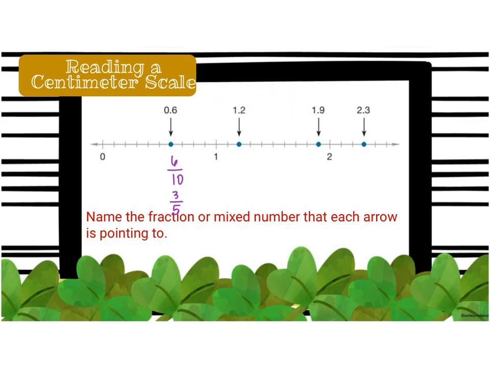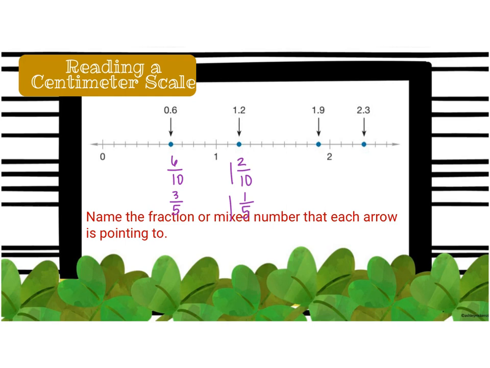All right, the next one is 1.2. What does that look like as a mixed number? 1 and, how do I read that first? 1 and 2 what? Tenths. So how do I write that as a mixed number? 1 and 2/10, right? Also 1 and 1/5 would also work.